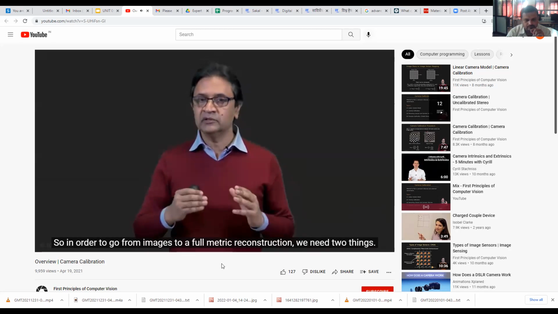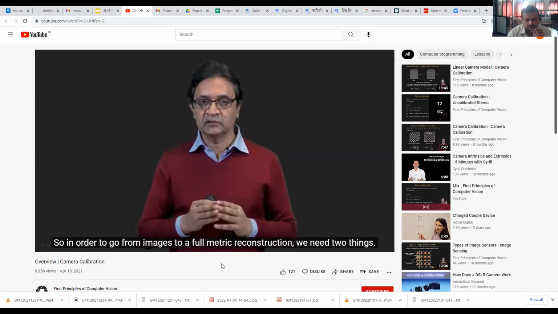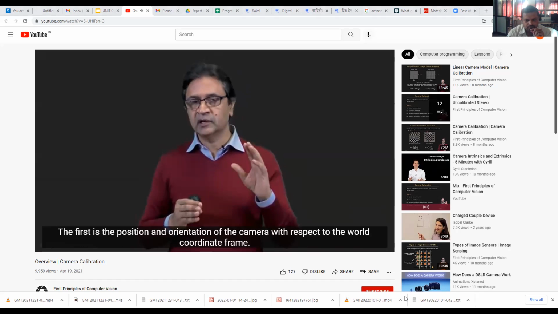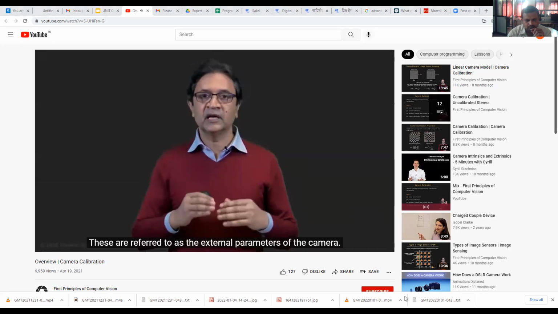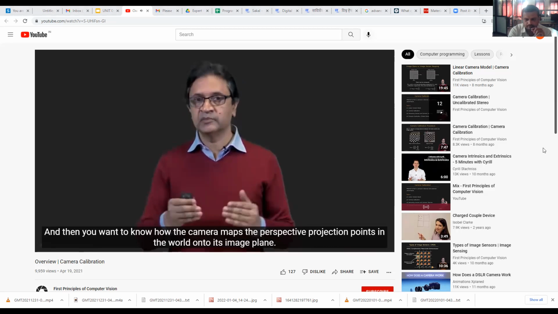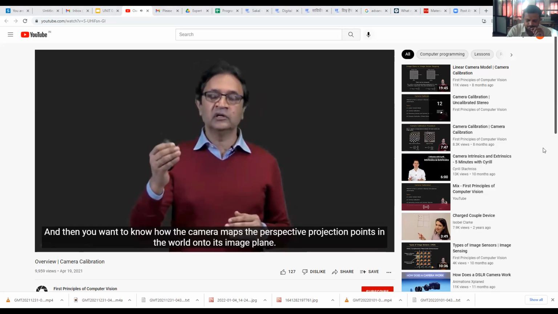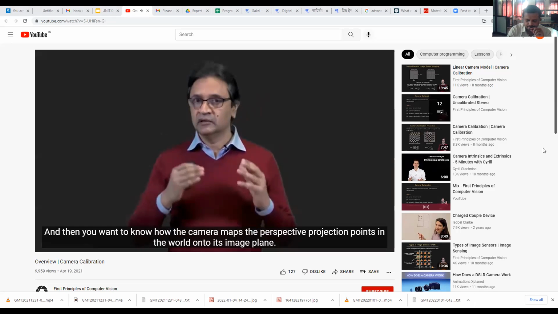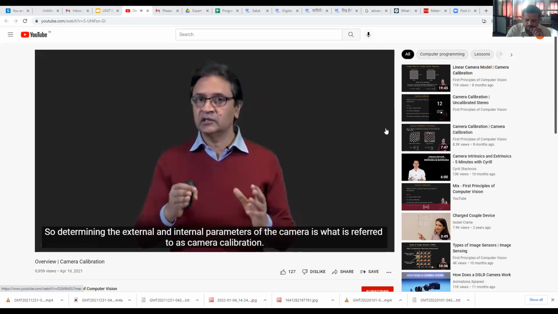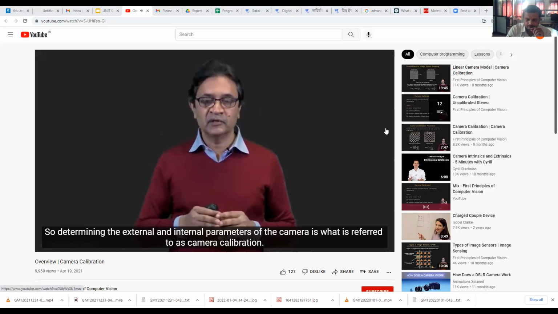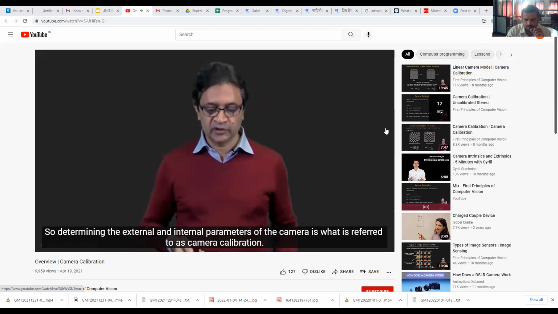So in order to go from images to a full metric reconstruction, you need two things. The first is the position and orientation of the camera with respect to the world coordinate frame. These are referred to as the external parameters of the camera. And then you want to know how the camera maps, via perspective projection, points in the world onto its image plane. These are referred to as the internal parameters of the camera, such as its focal length. So determining the external and internal parameters of the camera is what is referred to as camera calibration.